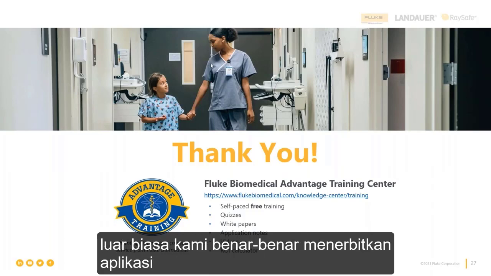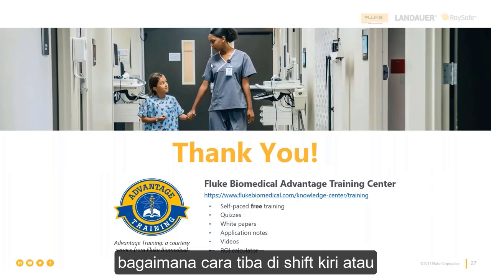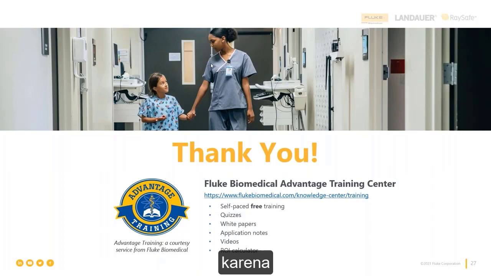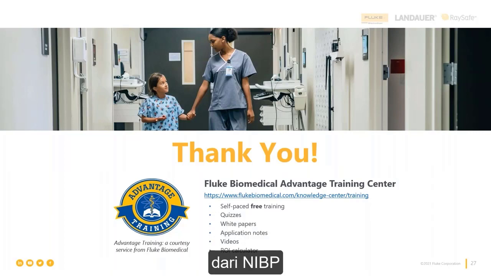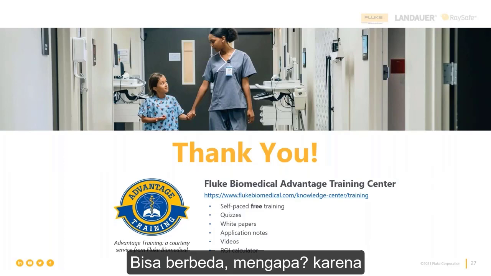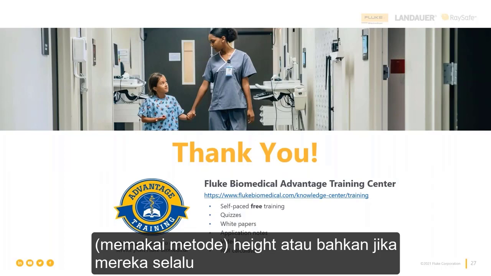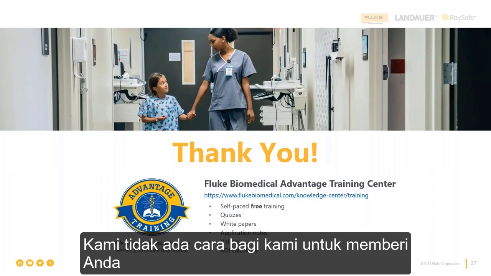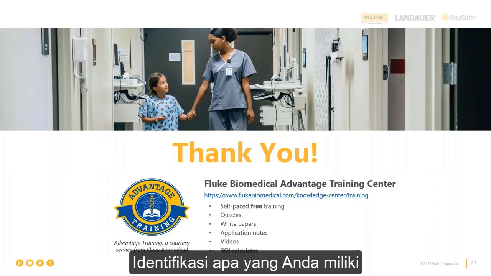Wonderful. We actually published an app note that explains how to arrive at shift left or shift right. You have to do it by experimentation, because each brand and each model within a brand of NIBP can be different. Why? Because the algorithms end up being different, even if they're always height or even if they're always slope method. So there's no way for us to give you a concrete identification of what that is.